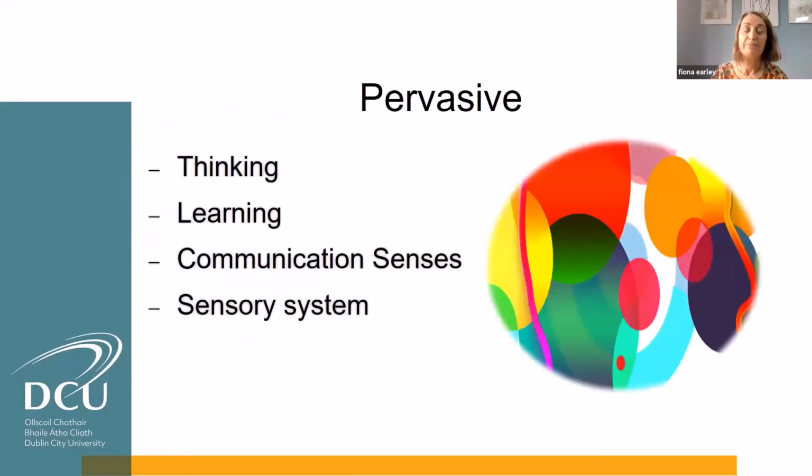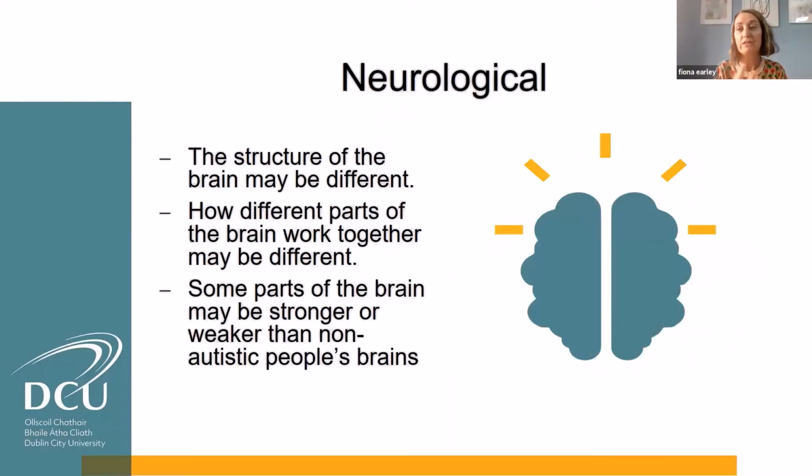So what is autism? It's pervasive. In other words, it affects how you think, how you learn, how you communicate, and also your sensory system. By sensory system, I mean all the senses: touch, sight, smell, movement, sound. All of your senses are impacted. It's also neurological. Research says that the structure of the brain might be a little bit different, the way the pathways are formed. Some are very connected, others are less so.